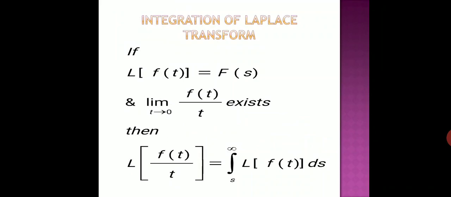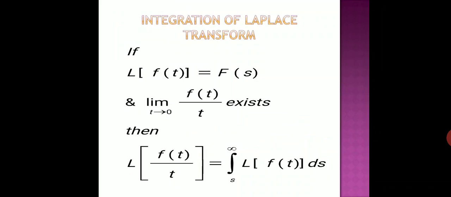Okay, in this process, integration of Laplace transformation, one more condition must also be satisfied. That condition is that the limit as t tends to 0 of f of t by t exists. Why that one? Here there is division by t. If we substitute t tends to 0, we get division by 0, which is not possible; it is an infinity value. On that account you have to check.